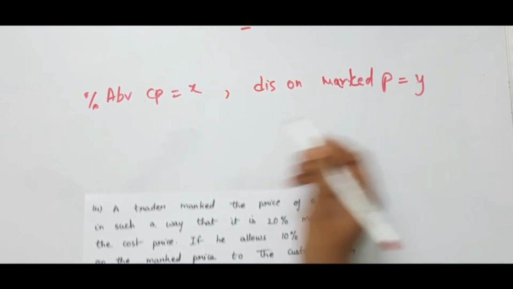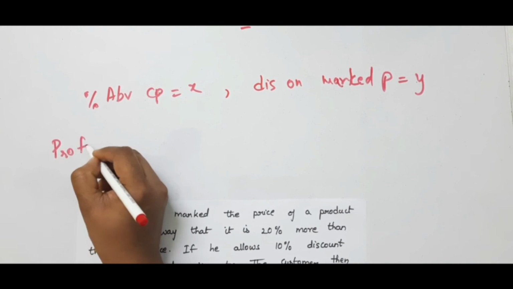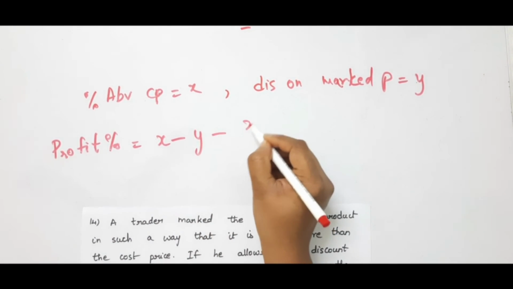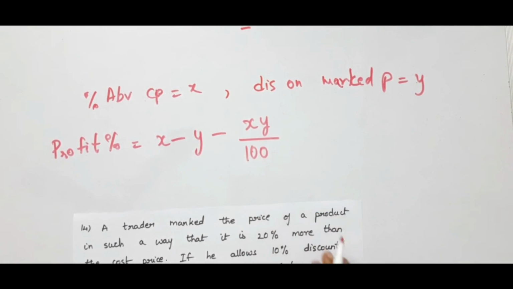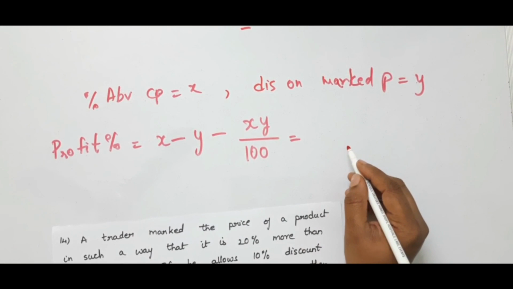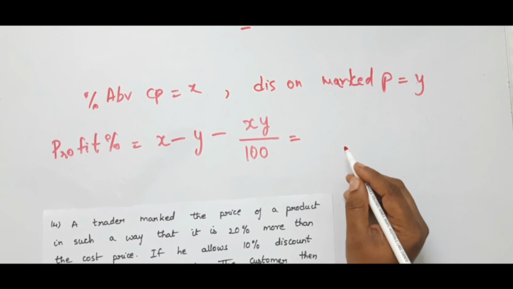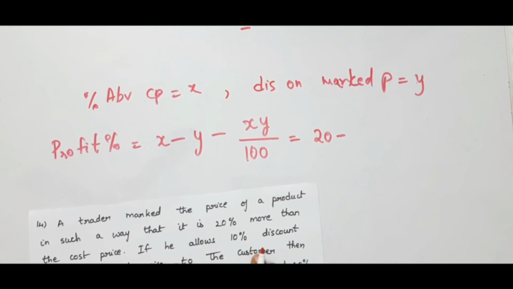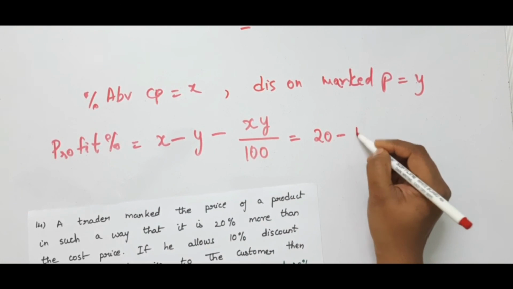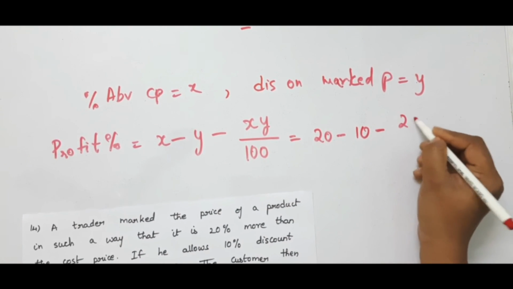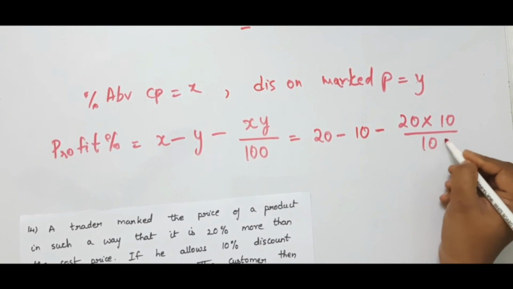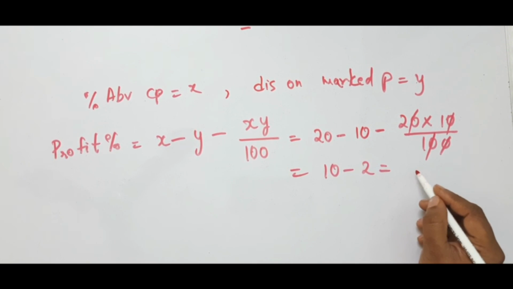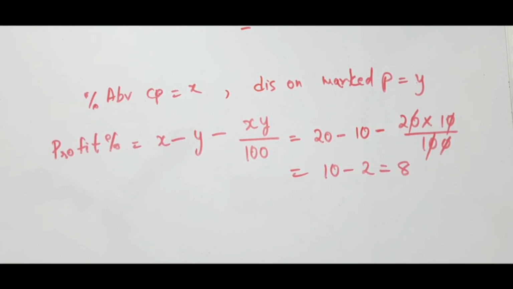Then the shortcut formula to find the profit or gain percentage is X minus Y minus XY by 100. So what is X here? It is 20, is it not? 20 minus Y, which is 10, minus 20 into 10 by 100. 0, 0 cancels. This is nothing but 10 minus 2, which is 8.